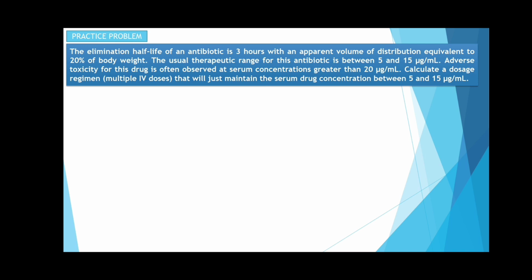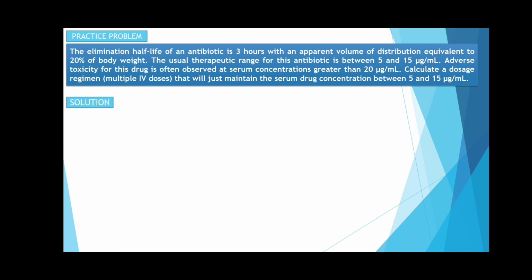So in this problem, what do we need to calculate? We need to calculate the dosage regimen, that is tau. Tau is the dosage interval. What things are given? Elimination half-life of the drug is 3 hours, meaning k is 0.693 by 3, and we have the minimum steady state concentration, that is 5 microgram per ml, and the maximum steady state concentration, that is 15 microgram per ml. Okay, so many known values are given.